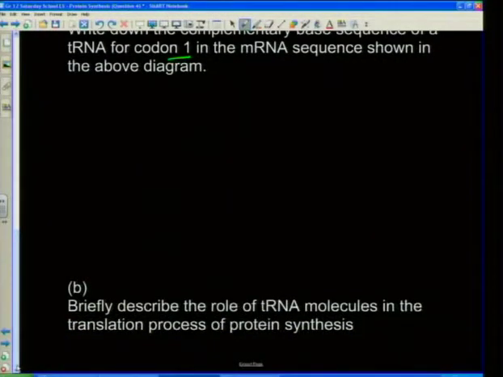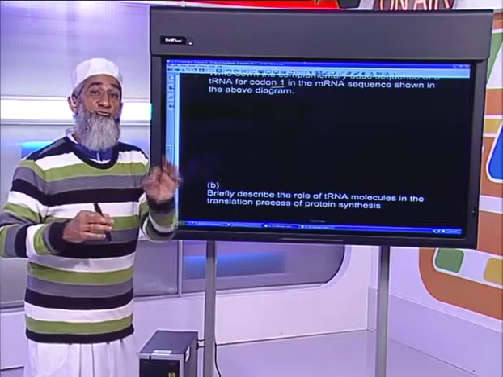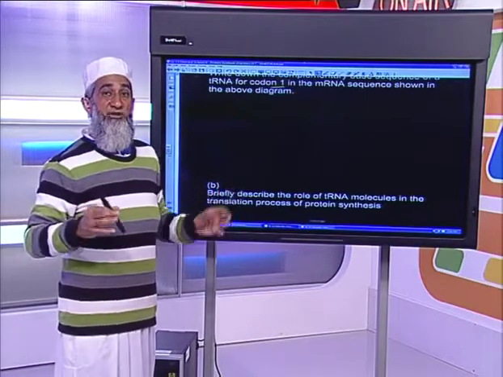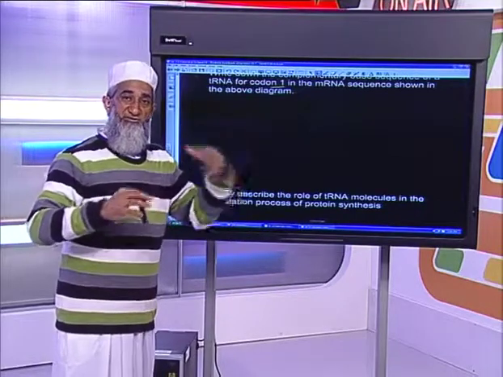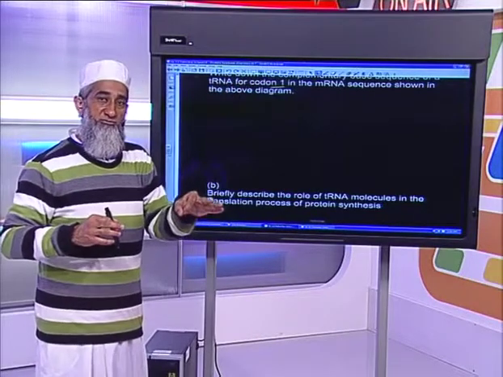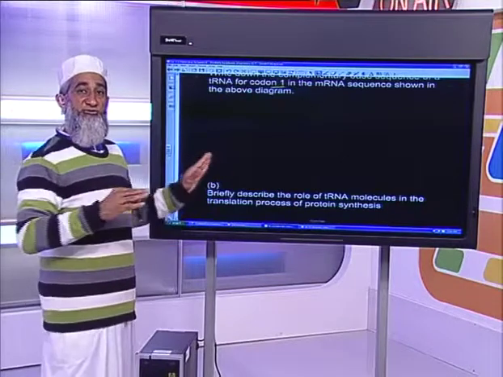Briefly describe the role of transfer RNA molecules in the translation process of protein synthesis. What is the function of transfer RNA? Do you have to, in this question, explain the whole of protein synthesis or translation? No. They only want to know from you, what do transfer RNA molecules do? Transfer RNA molecules simply pick up amino acids from the amino acid pool in the cytoplasm and bring them to the ribosome according to the code provided by messenger RNA. That's all you needed to say there.